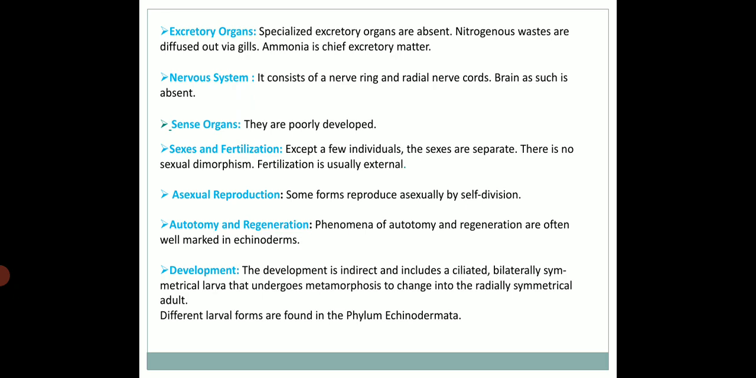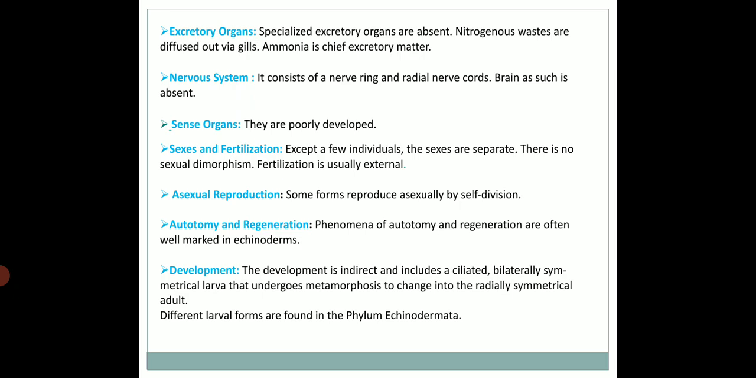Sexes and fertilization. Except a few individuals, the sexes are separate. There is no sexual dimorphism. Fertilization is usually external. Asexual reproduction: some forms reproduce asexually by self-division. Autotomy and regeneration: the phenomena of autotomy and regeneration are often well marked in echinoderms.